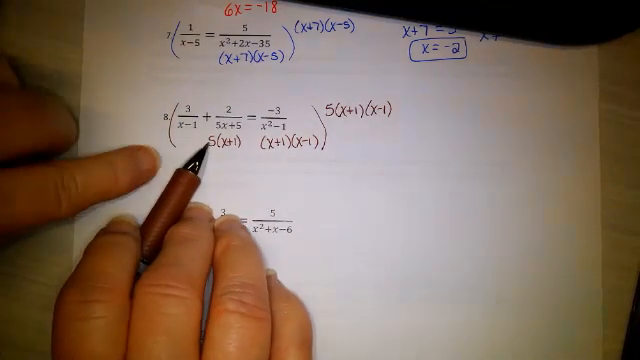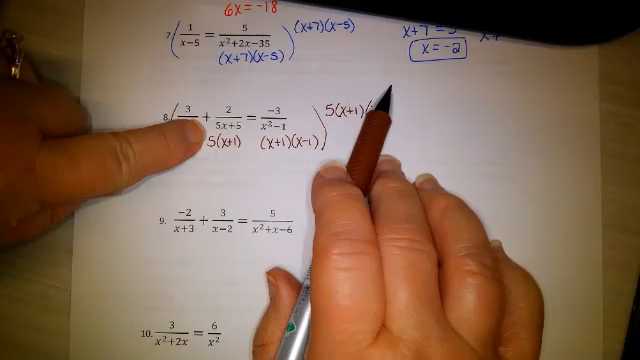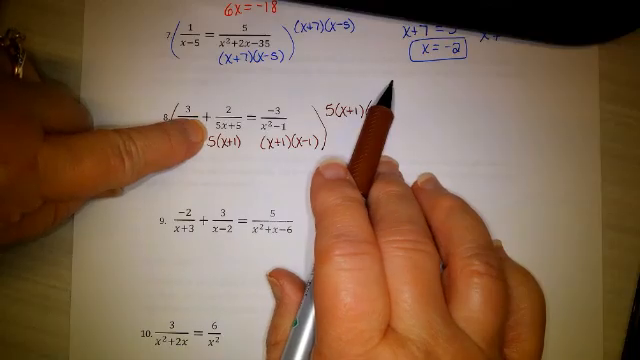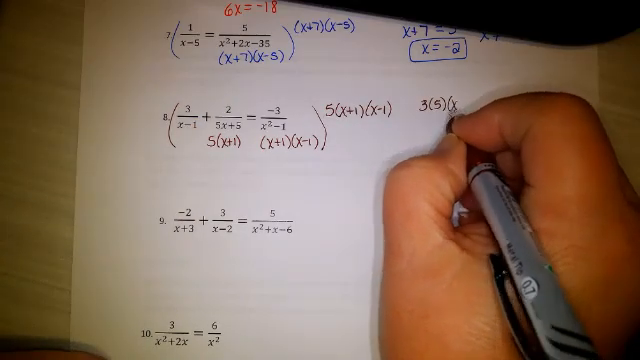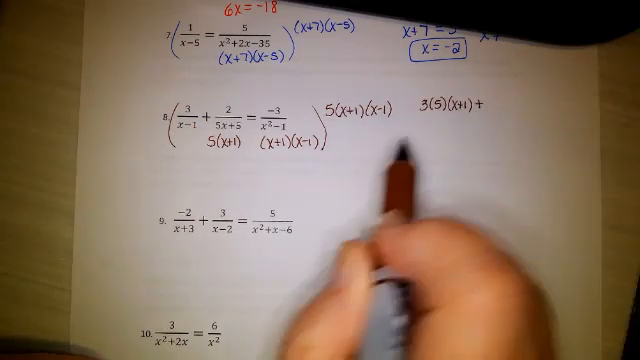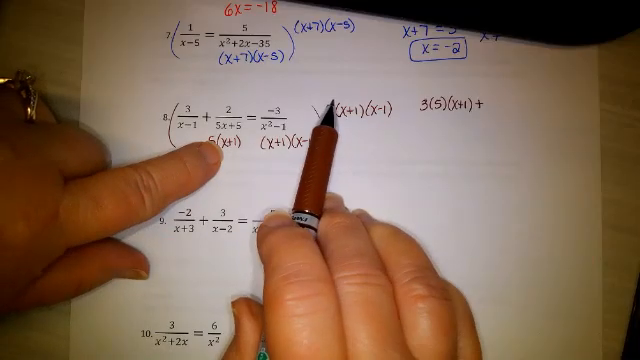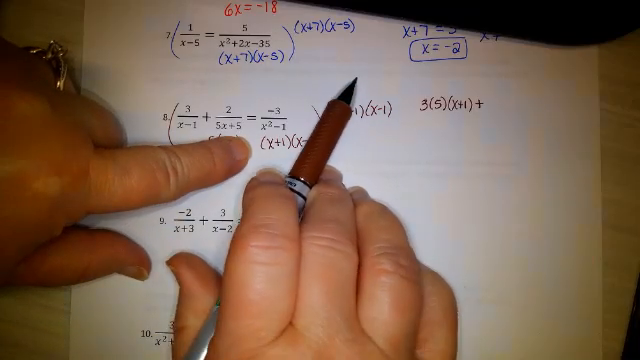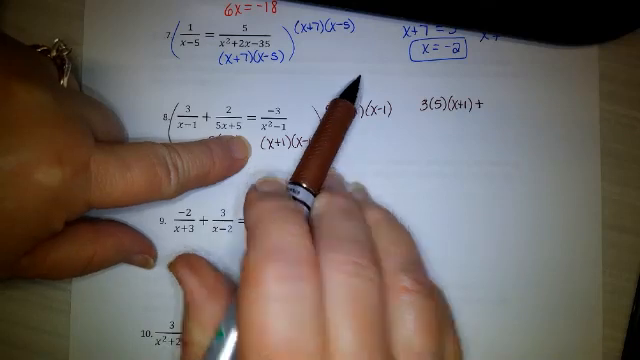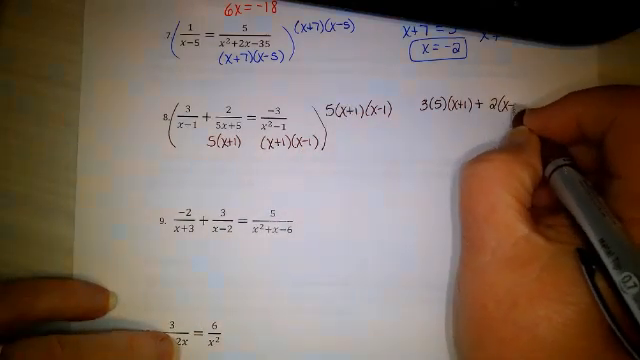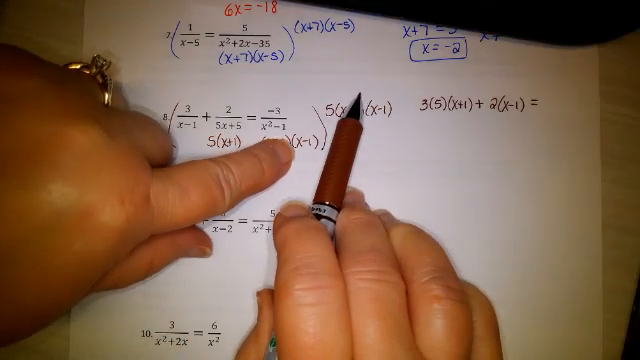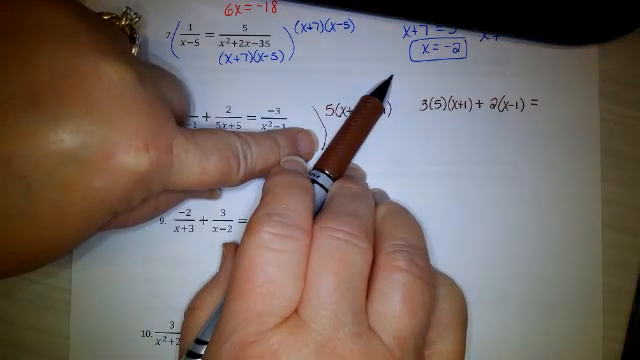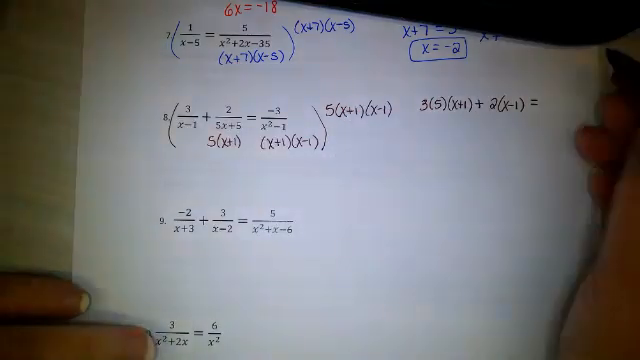So for my first fraction, this x minus 1 cancels this x minus 1. And now I'm going to distribute my 3. 3 times 5 times x plus 1. My second fraction, the 5 and the x plus 1 leave me 2 times x minus 1. And my last fraction, the x plus 1 and the x minus 1 divide out, and I'm just left with negative 3 times 5.